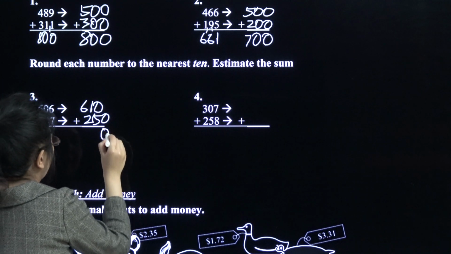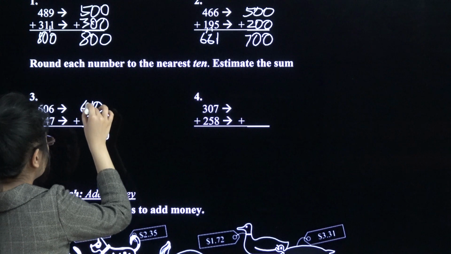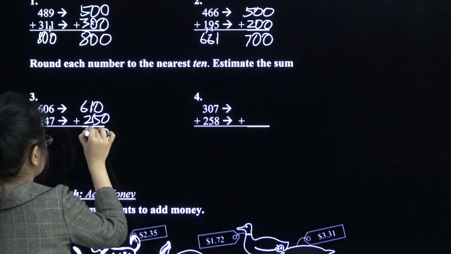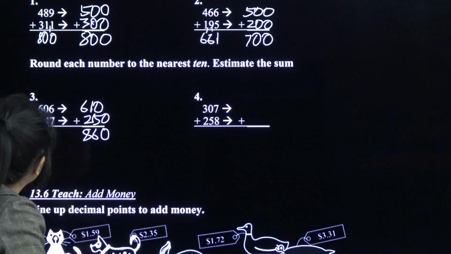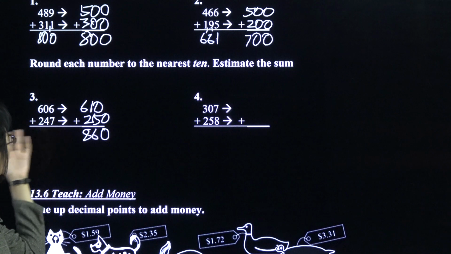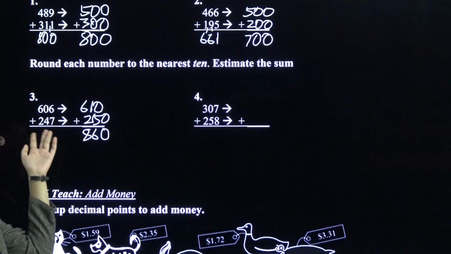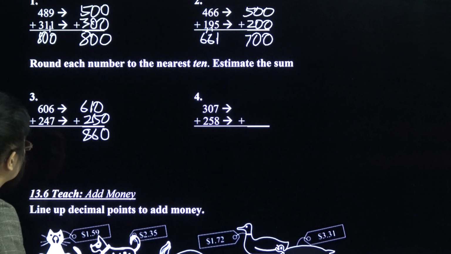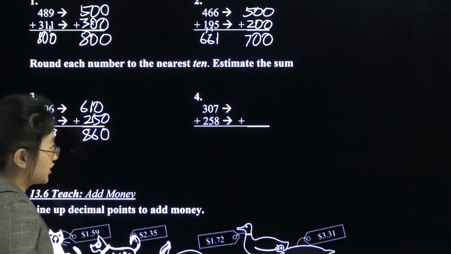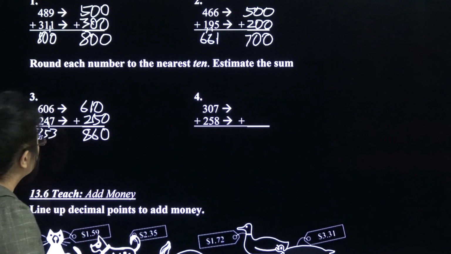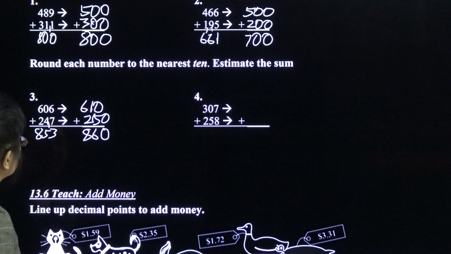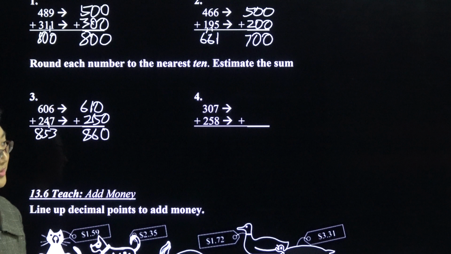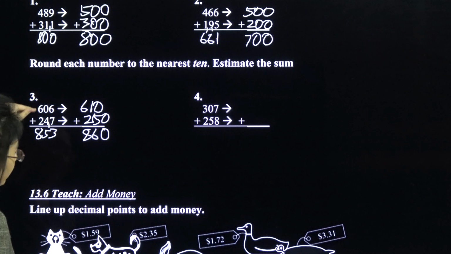Now, 0 plus 0, I know this isn't perfectly aligned, but equals 0. 1 plus 5 equals 6, and 6 plus 2 equals 8. So 606 plus 247 is about 860. The real answer is actually 853. Which is close enough, I guess. It's closer than 800, which would be the answer if we rounded to the nearest 100. Because think about it, both of these would round down.